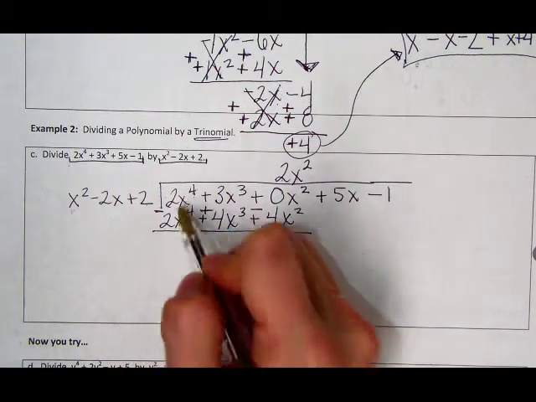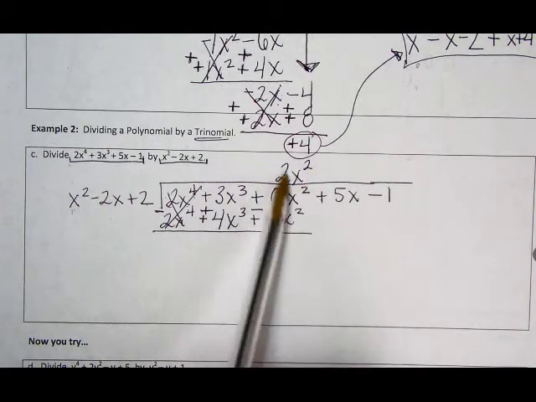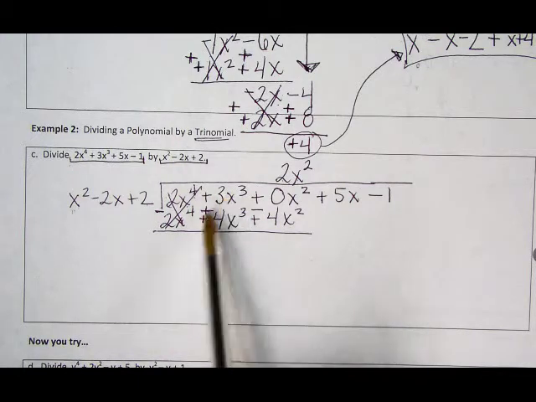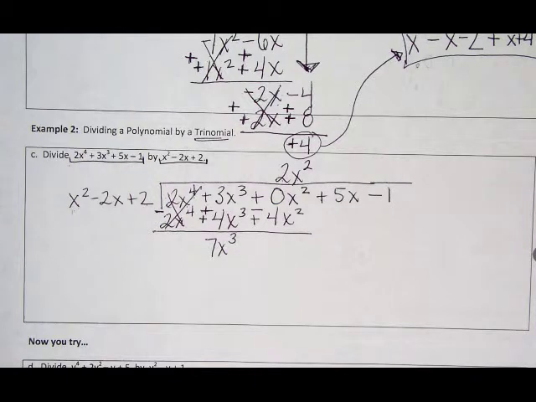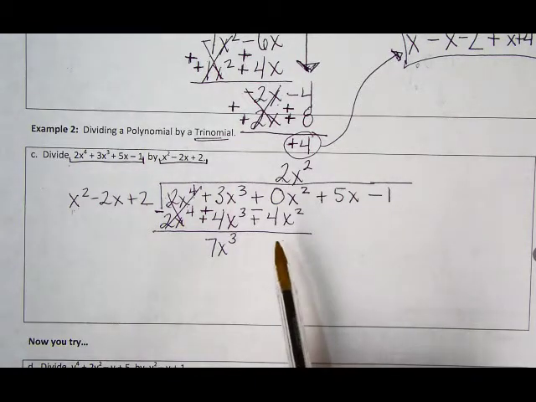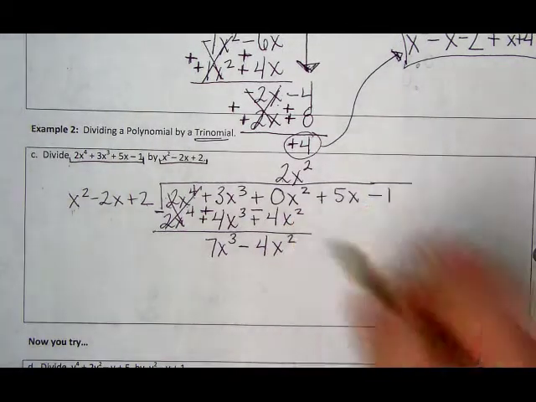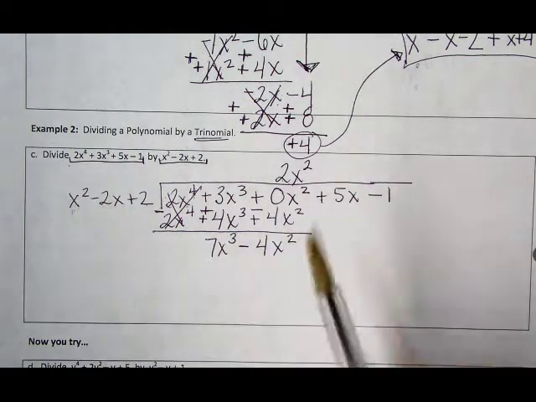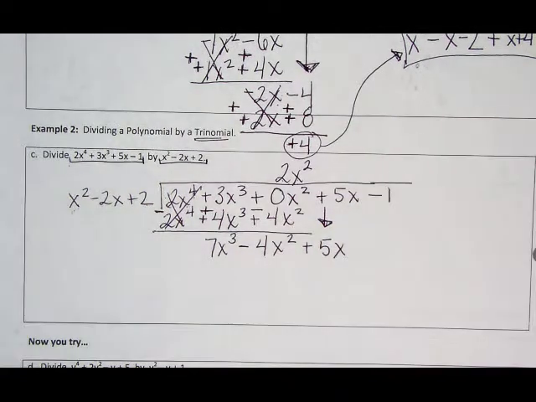2x to the 4th minus 2x to the 4th cancel out, which is what I wanted. If they don't cancel out, I have to go back and relook at this number and change it because they should give me 0. 3 plus 4 now gives me 7x to the 3rd. And 0x squared minus 4x squared now gives me a negative 4x squared. I have 2 terms on the inside, I have 3 on the outside, so I know I have to bring 1 more down, which is my 5x, and I start all over again.